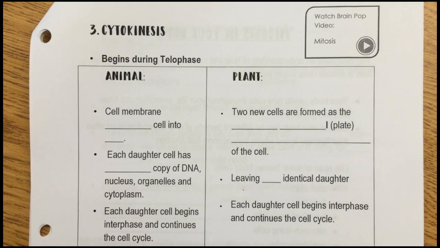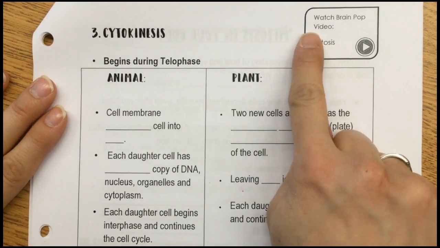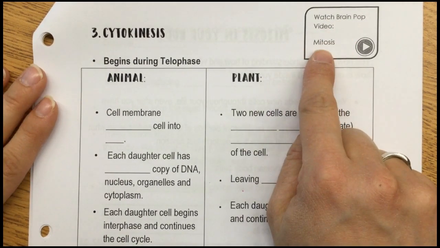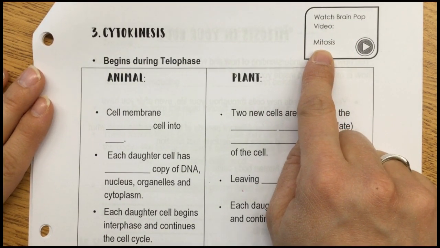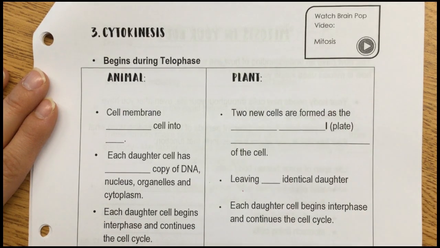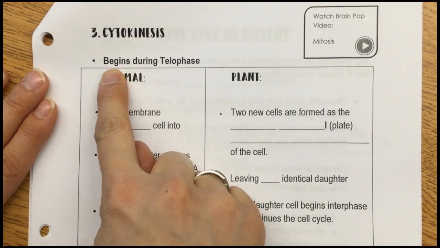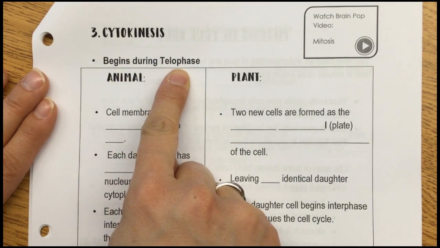Okay, the last step in the cell cycle is cytokinesis. So here I've said, please watch the BrainPOP video on mitosis. And they give a little bit of a description that shows how this works in a plant cell. And that's why I want you to watch this one as well. Okay, so cytokinesis begins during telophase.